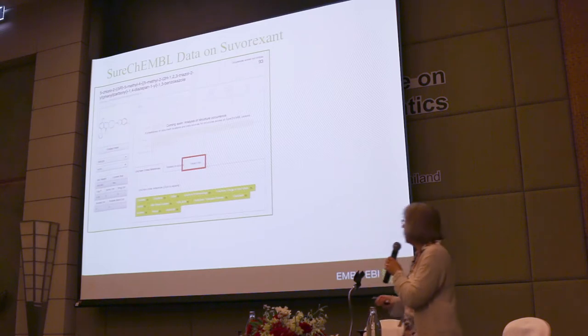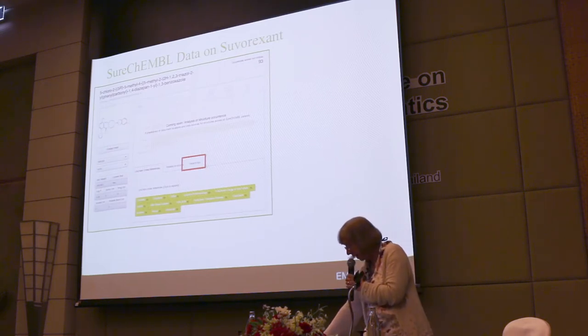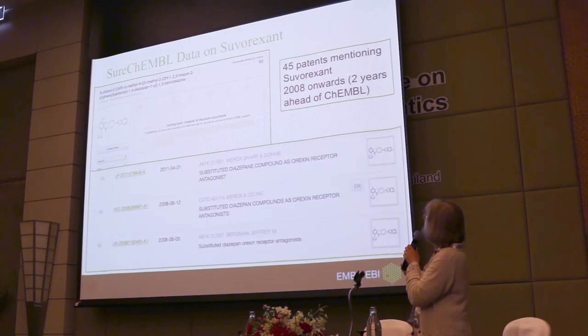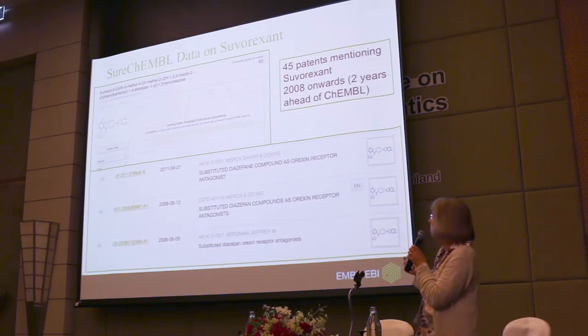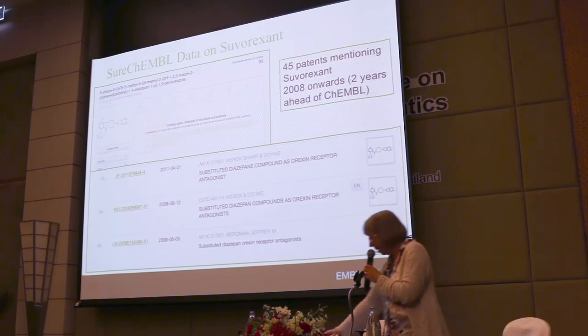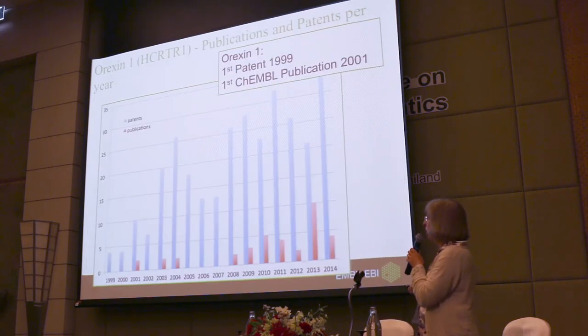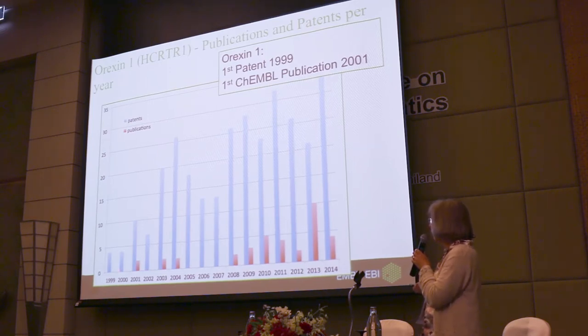But if we go into the patent data, we can again look at the data on that particular compound. There are about 45 different patents mentioning that compound, and in this case they're appearing a couple of years ahead of the time that they appear in the chemical literature. And again, from a target perspective, we can see when the target information on this orexin target first appeared in the patents versus the chemical literature.